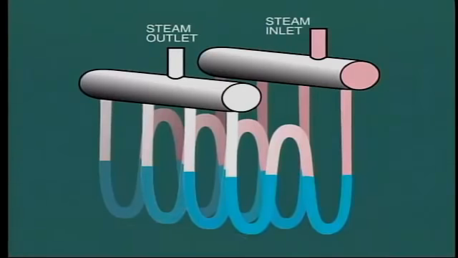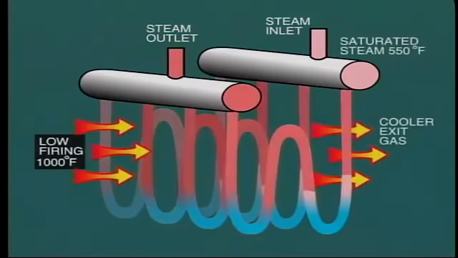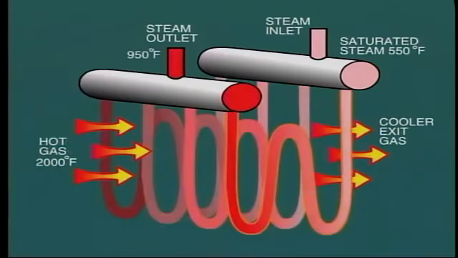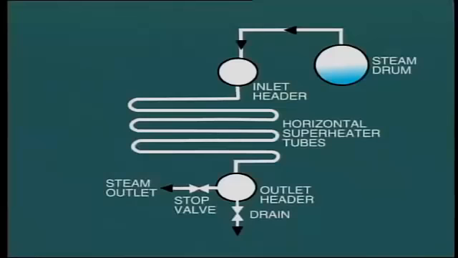So during startup, we run the risk of overheating. The cure for this is to keep the gas temperature down by low firing until all of the water in the superheater tubes has been evaporated into steam, so that flow through the tubes can once again be established. Another way around this problem is to fit horizontal superheater tubes like this. With this arrangement, the drains on the lower header can be opened so as to completely empty the superheater during shutdown.